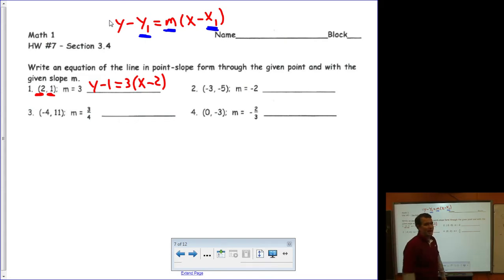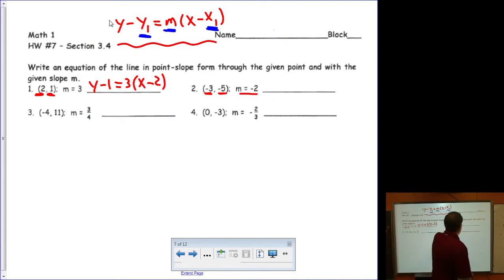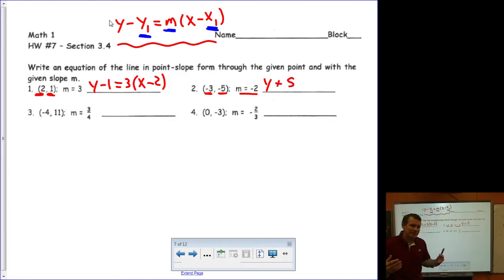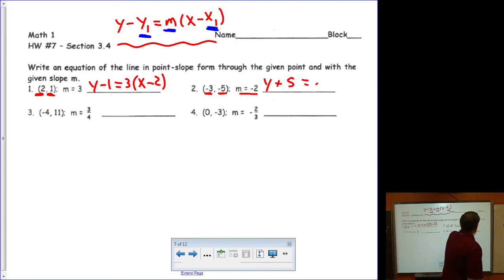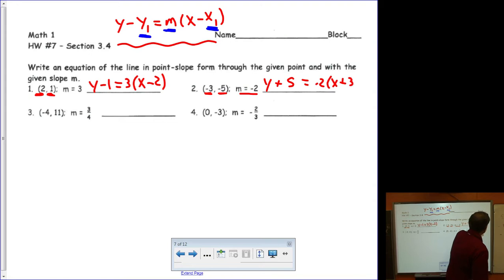Number 2, I'm using the same formula up here. I'm going to substitute my x value in for x1 and my y value in for y1 and my slope in for m. So my equation would be y minus the y value, which is -5. So I'm going to make that a plus because minus -5 is really +5. Equals -2 times x minus the x value, which is -3, so that's really +3.